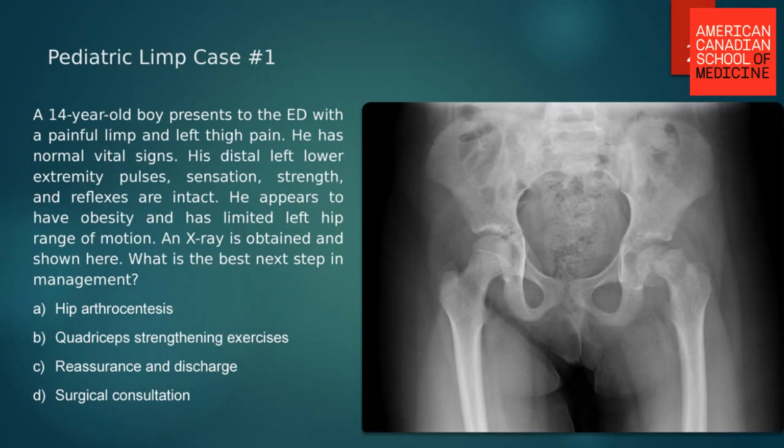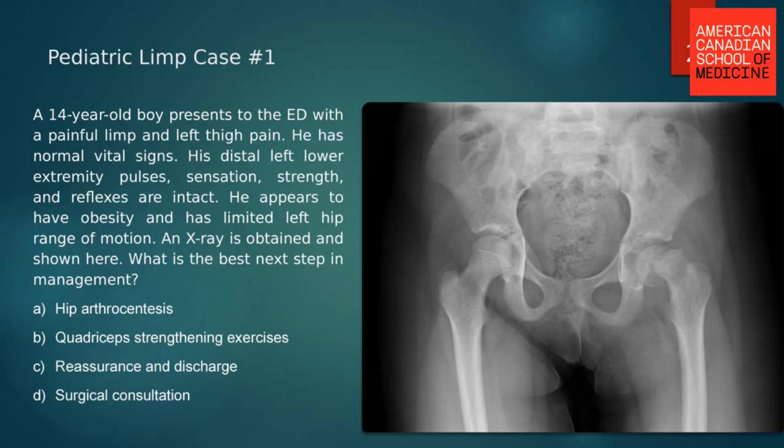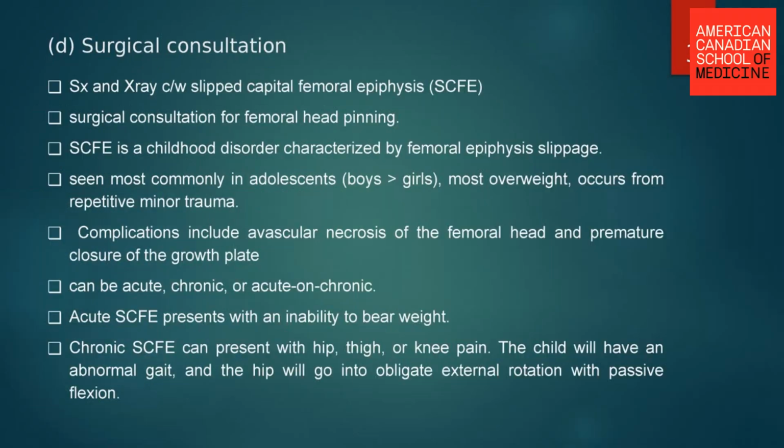Quadriceps strengthening exercises. That's if you believe that there's some type of congenital weakness in the hip or some other reason, maybe from atrophy, that you want to strengthen the leg. Probably wouldn't be applicable here. Sending this child home with just some analgesics would not be a good plan. And the last one is orthopedic consultation or surgical consultation. So let's see what the plan would be in this one. Probably the recommended thing to do with this case is to get an orthopedic surgical consultation.